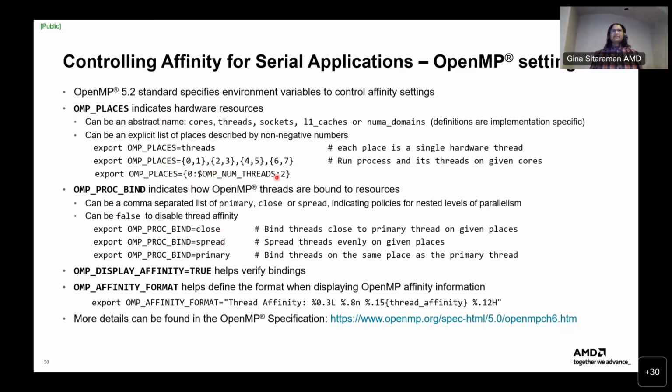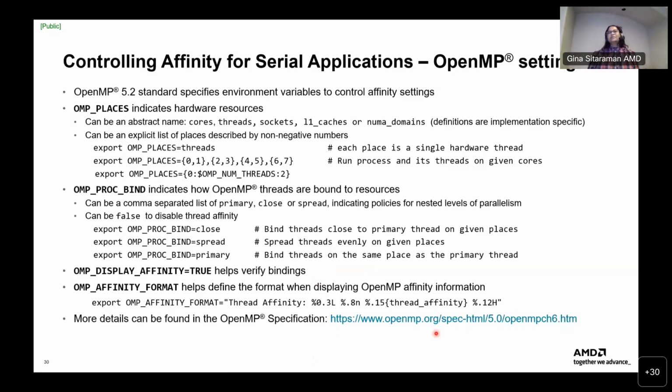Now, if I've given a lot of places, and I don't have so many threads, then please spread my threads. That's the second option. Spread my threads evenly on the given places. And in case, for some reason, we just want to run everything on the same physical core, then we use this option, OMP_PROC_BIND equals primary. So in this case, we will bind threads on the same place as the primary thread. One reason I can think of is that we want to use the same caches. We are very particular about that.